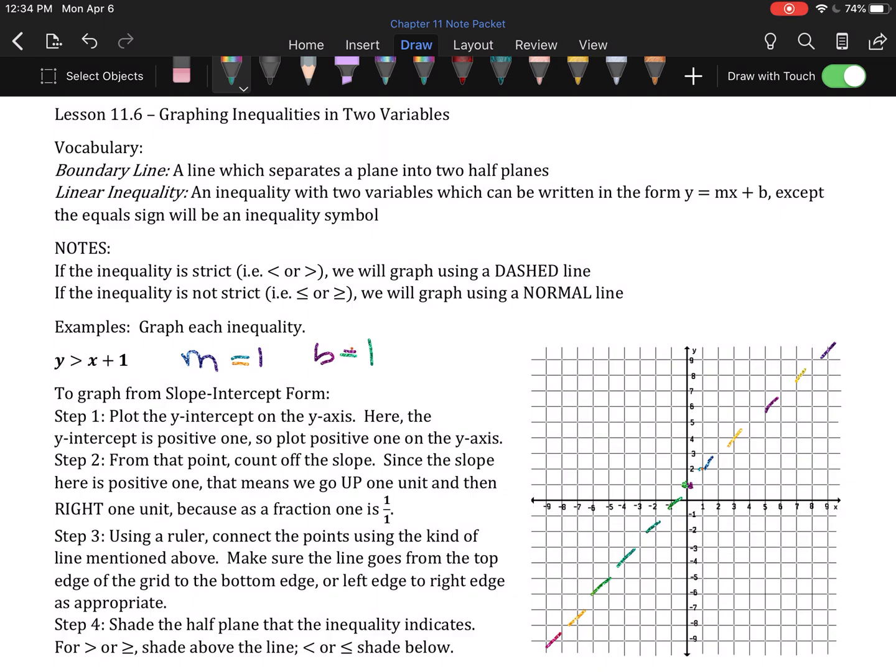Last thing you do is you look at the inequality. Is it greater than or is it less than? Greater than means above, less than means below. This says greater than, so we would need to shade in everything above the inequality. As you can guess, this uses a lot of colored pencil.